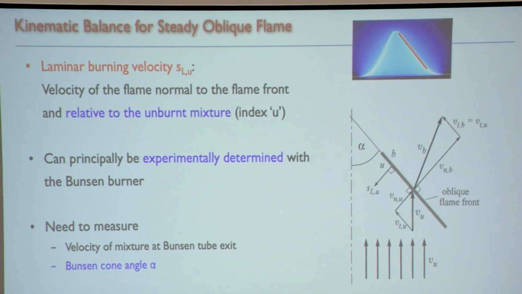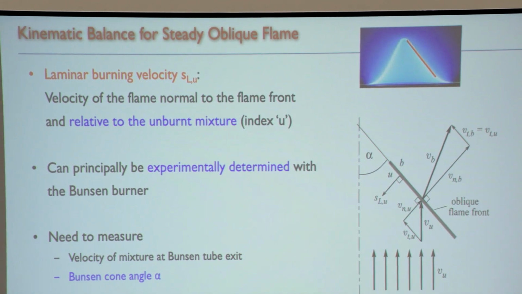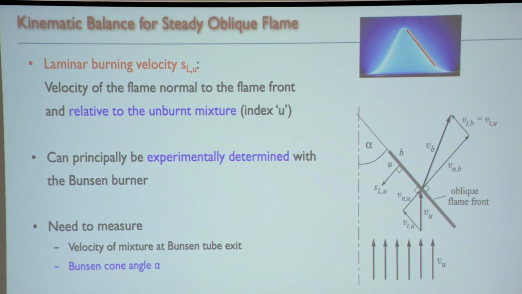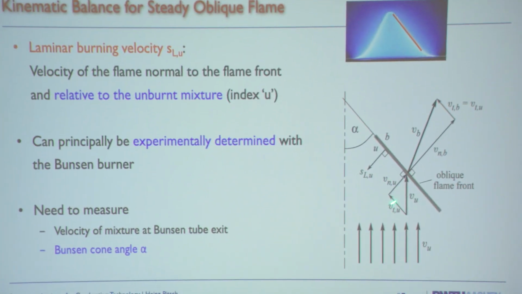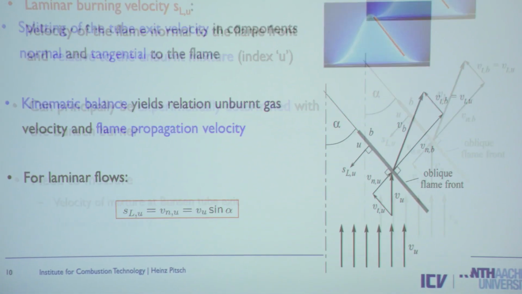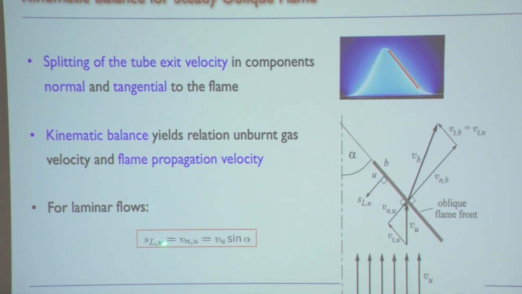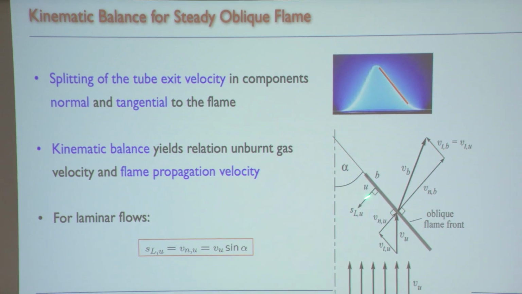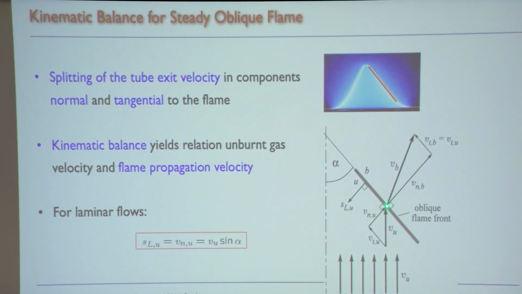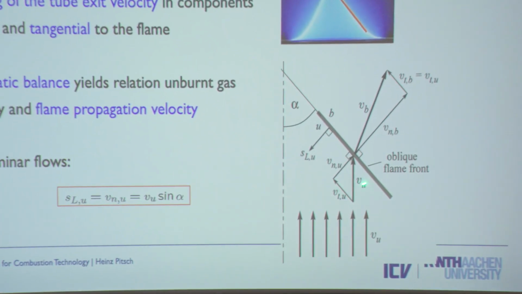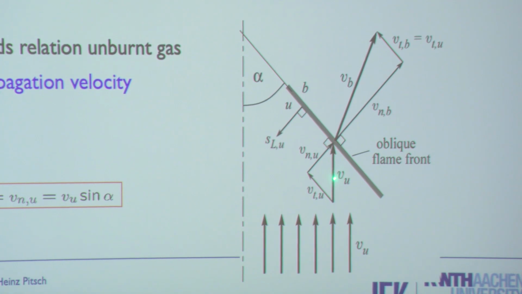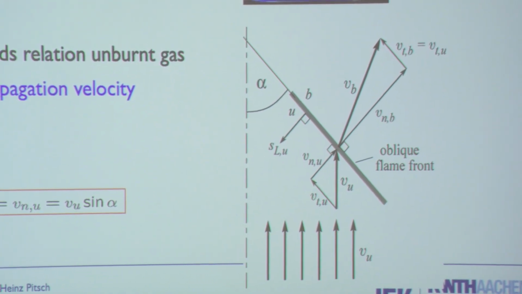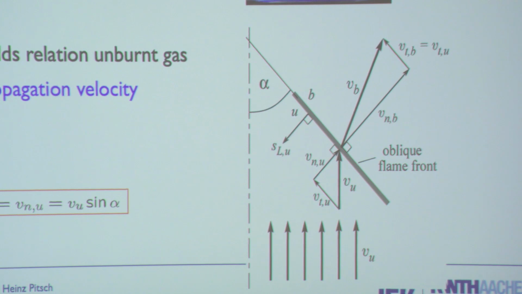I can measure this experimentally. If I know the mass flow or the velocity coming in, I can measure the angle optically, and then you see here the burning velocity has the same magnitude as this normal component, and the normal component is just the incoming velocity times the sine of this angle, okay? So if I know the angle, then I can determine the burning velocity.